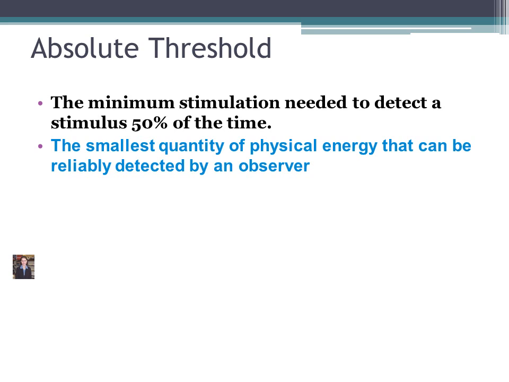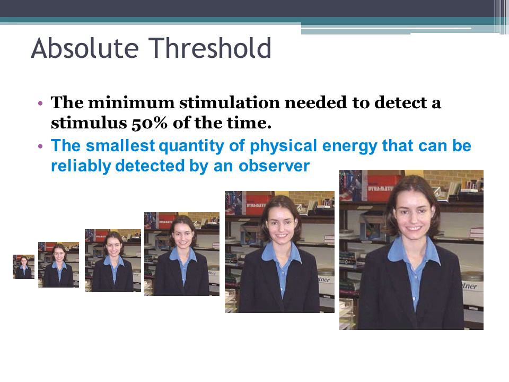So here's a very small image. Maybe you can't make out what it is. The threshold's too small. And then as it gets larger and larger, you're able to understand or detect what it is.